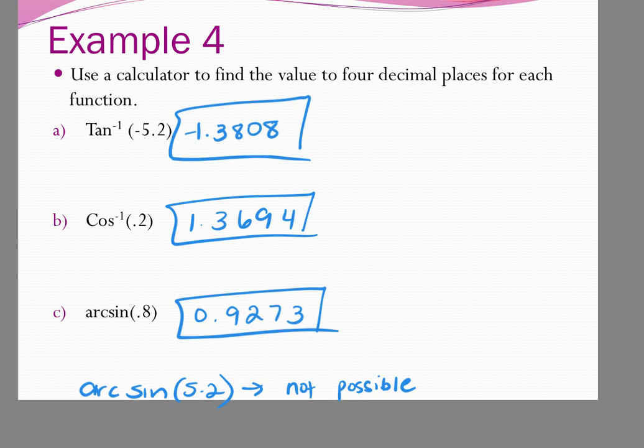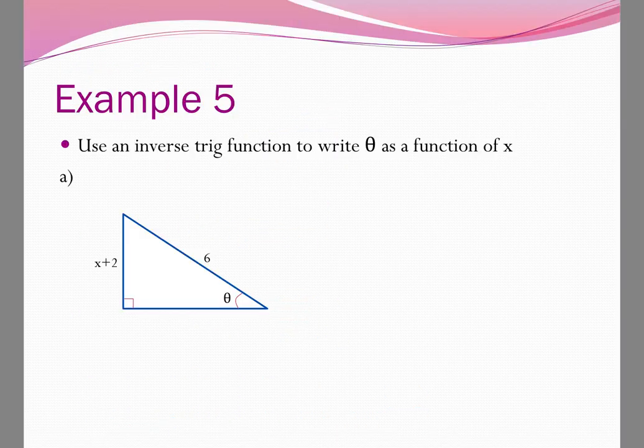Cosine and sine are both the same, negative 1 to 1. And tangent is unlimited. If you think about it, if it's sine, you're saying that the hypotenuse is smaller than the opposite side, which is impossible. Same for cosine, you're saying the adjacent side is bigger than the hypotenuse, which is impossible.